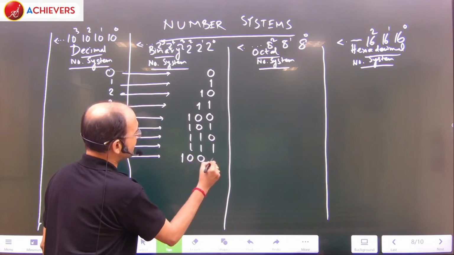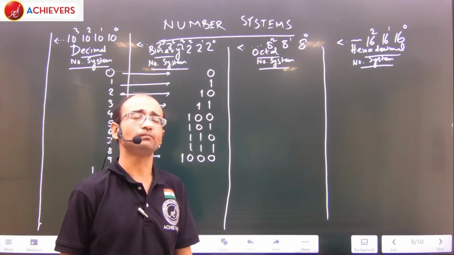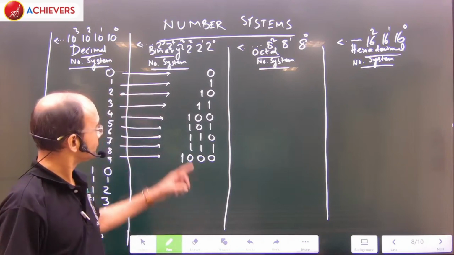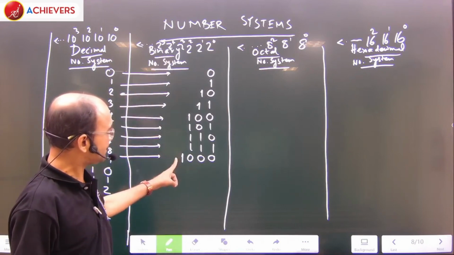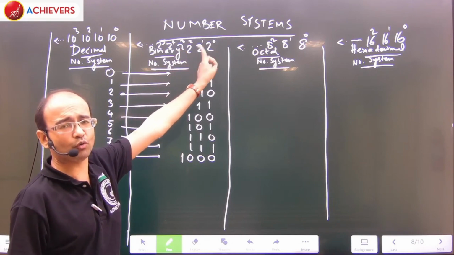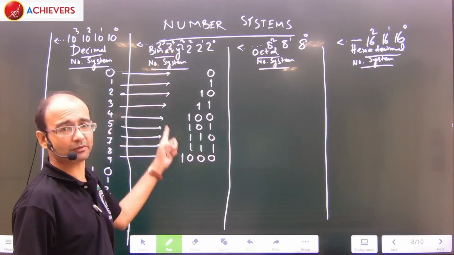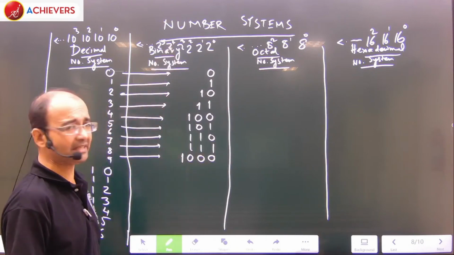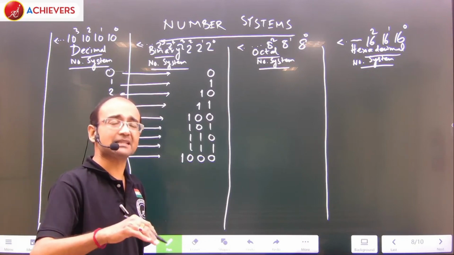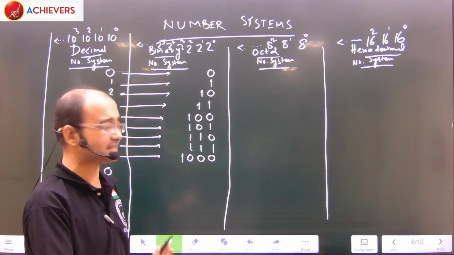8 is represented as 1, 0, 0, 0. Under 2 to the power 3, we have 1. So 2 to the power 3 is 8. 2 to the power 2, 2 to the power 1, and 2 to the power 0, that is 4, 2, 1, will be 0. So it is 8, since we are having 2 to the power 3 as 8. So binary represents 1 and 0 in place, that is true and false. So true means 1, false means 0.